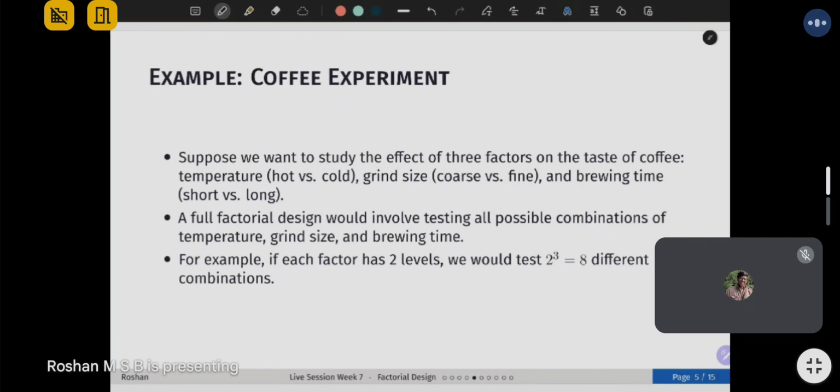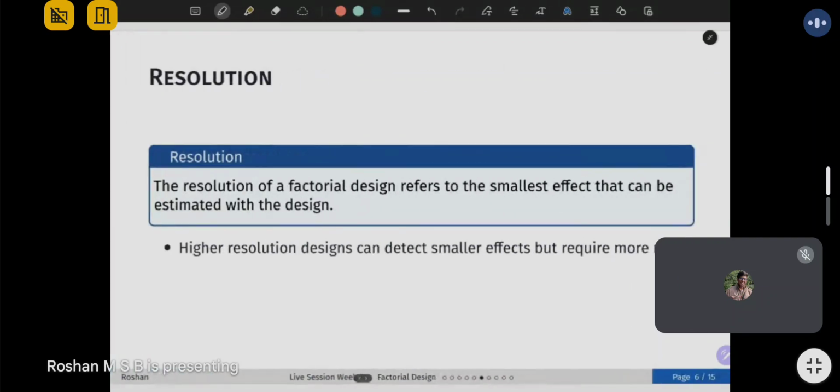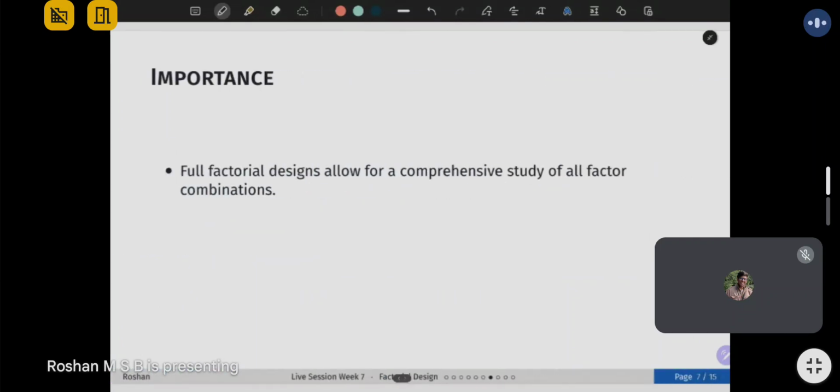So this is the example for full factorial design, and there is a term called resolution, which refers to the smallest effect that can be estimated with the design. If you have a higher resolution, you can detect smaller effects, but you require more and more runs. Resolution is typically denoted by an integer number, with higher numbers indicating higher resolution.